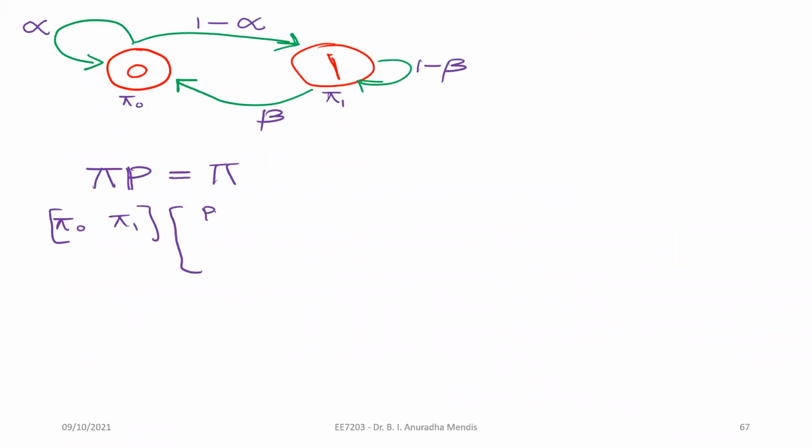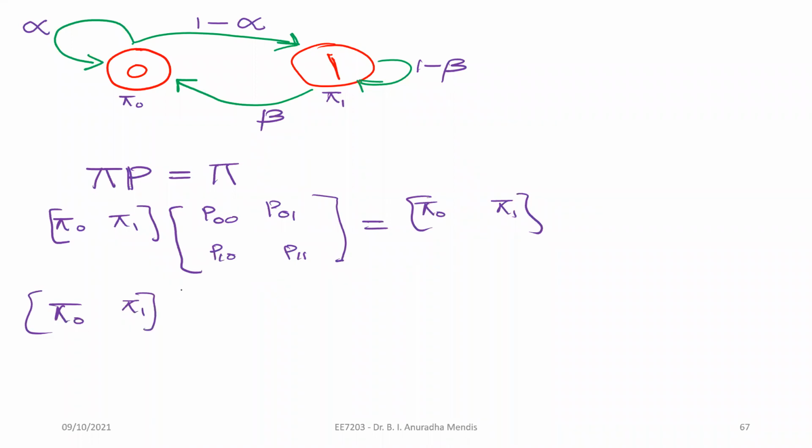So therefore, this is P00, P10, and P1, equals phi naught, phi 1. So this is the balance equation. Now I can write phi naught, phi 1. What is P00? That is alpha. P01 is 1 minus alpha. P10 is beta, and this is 1 minus beta, times phi naught, phi 1. Now you can expand it actually.